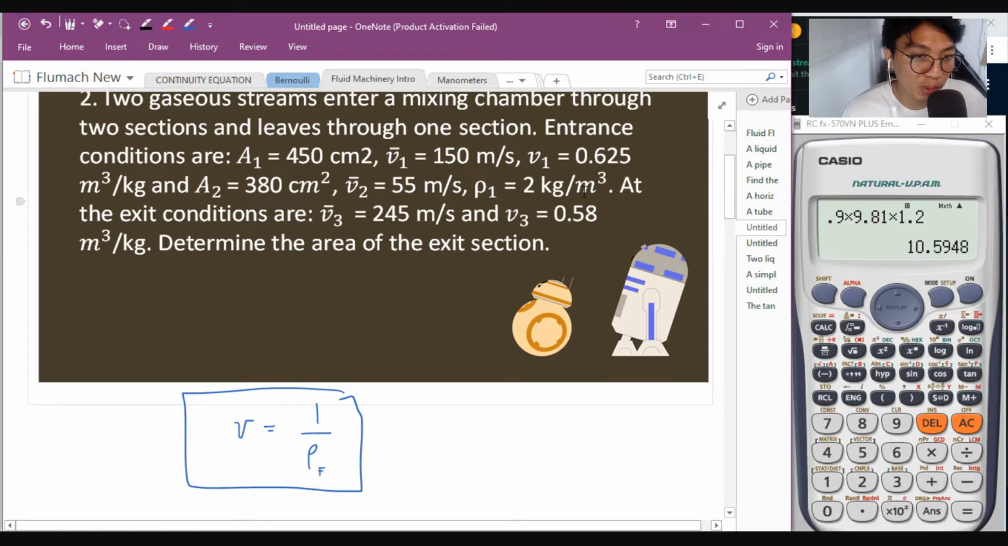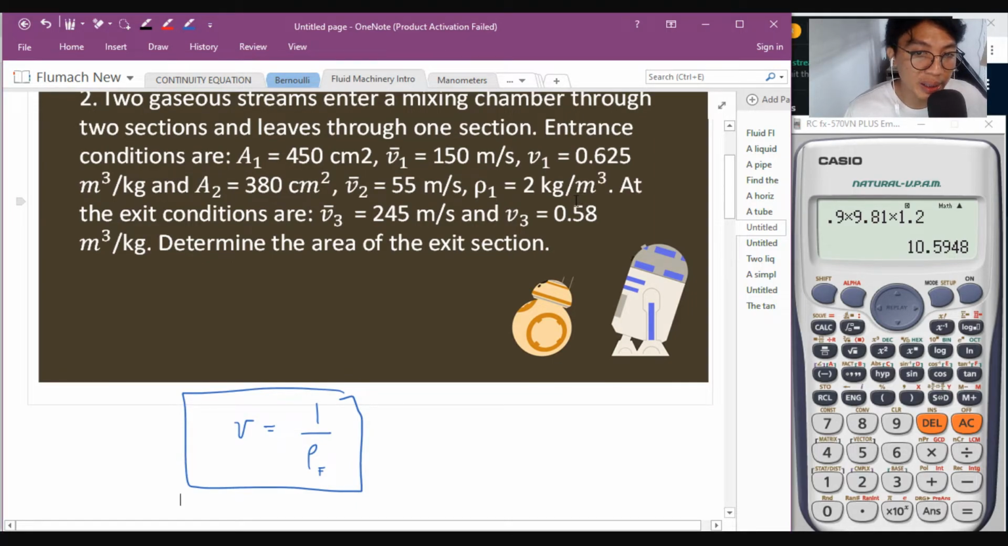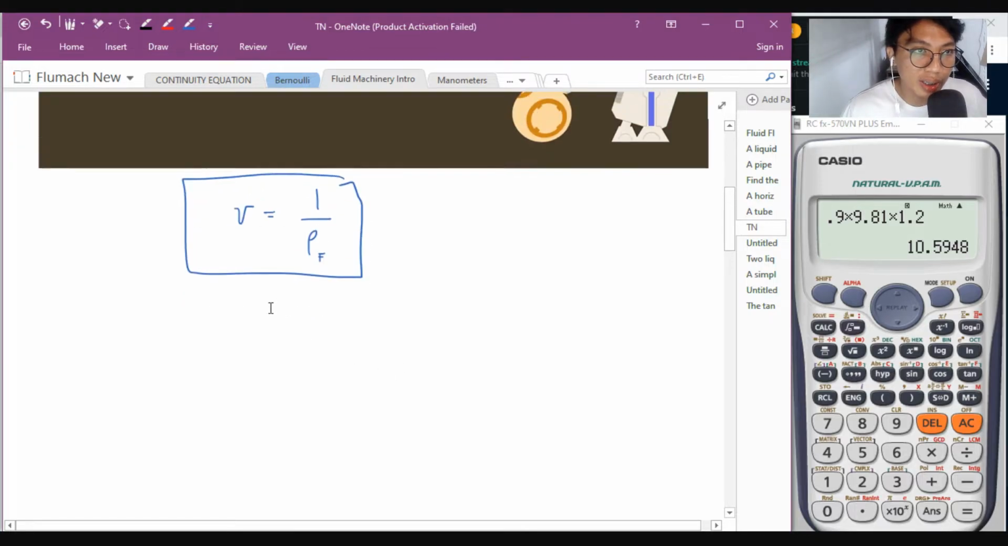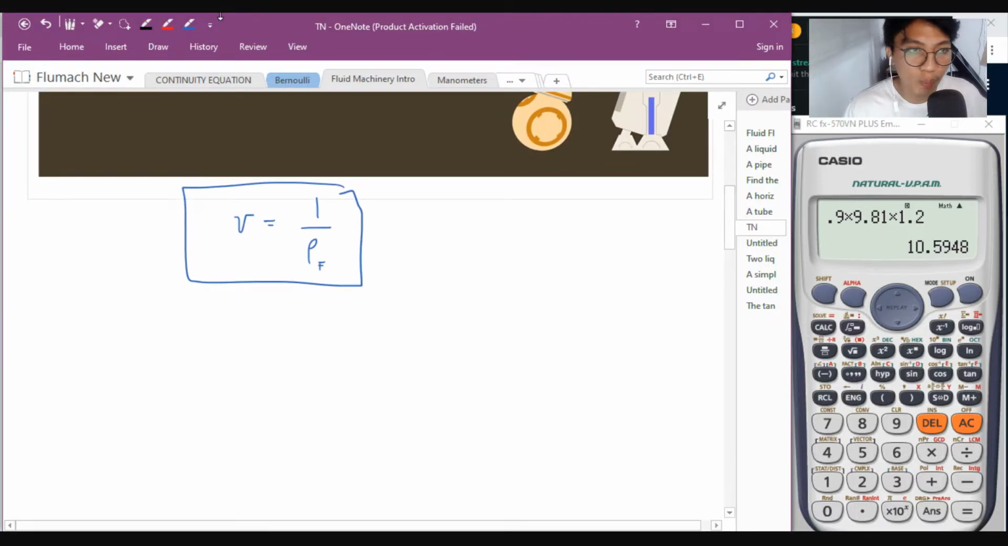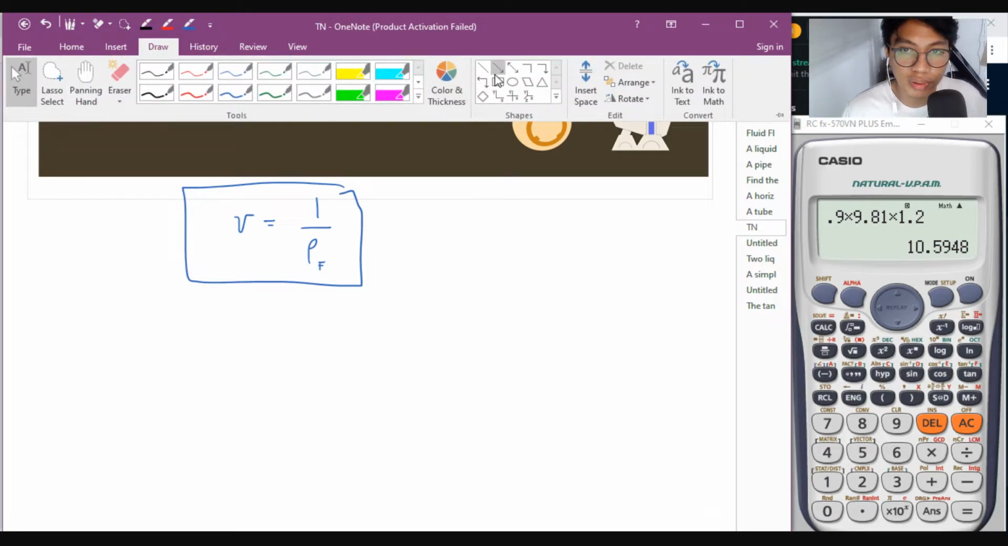Sa area 2, that is 380 cm squared. Velocity is 55 meter per second, and density 2 dapat to, hindi 1. Density 2 equal to 2 kg per cubic meter. At the exit conditions, meron kang binigay dyan. So, two gaseous streams. Meron kang mixing chamber. Paano yan? Let us first draw. Ay, gusto ko nagdo-drawing.